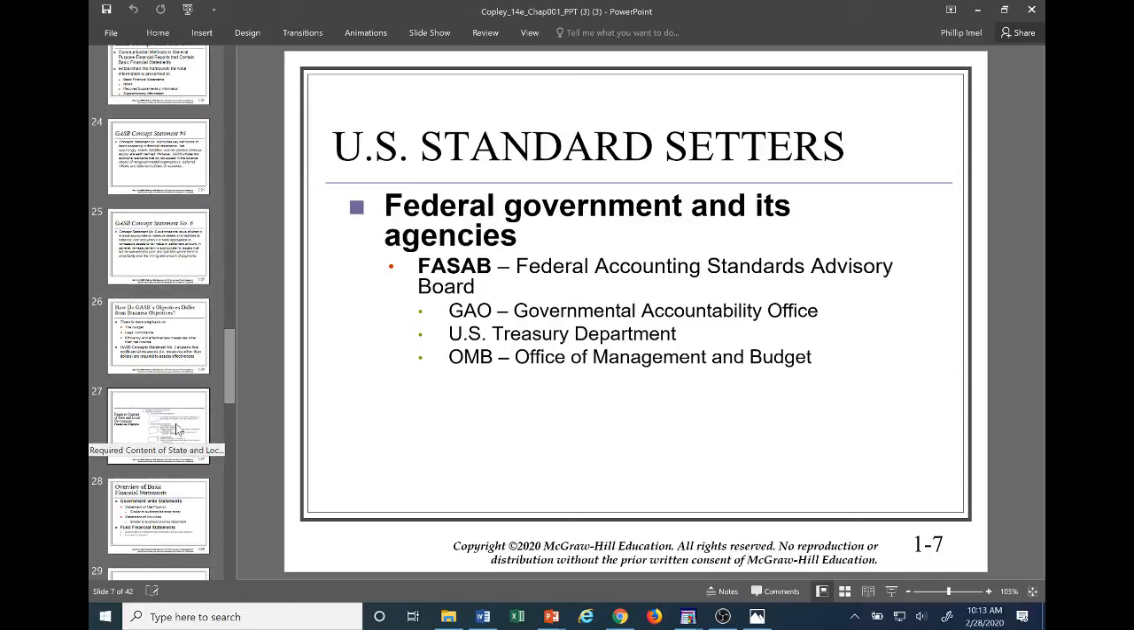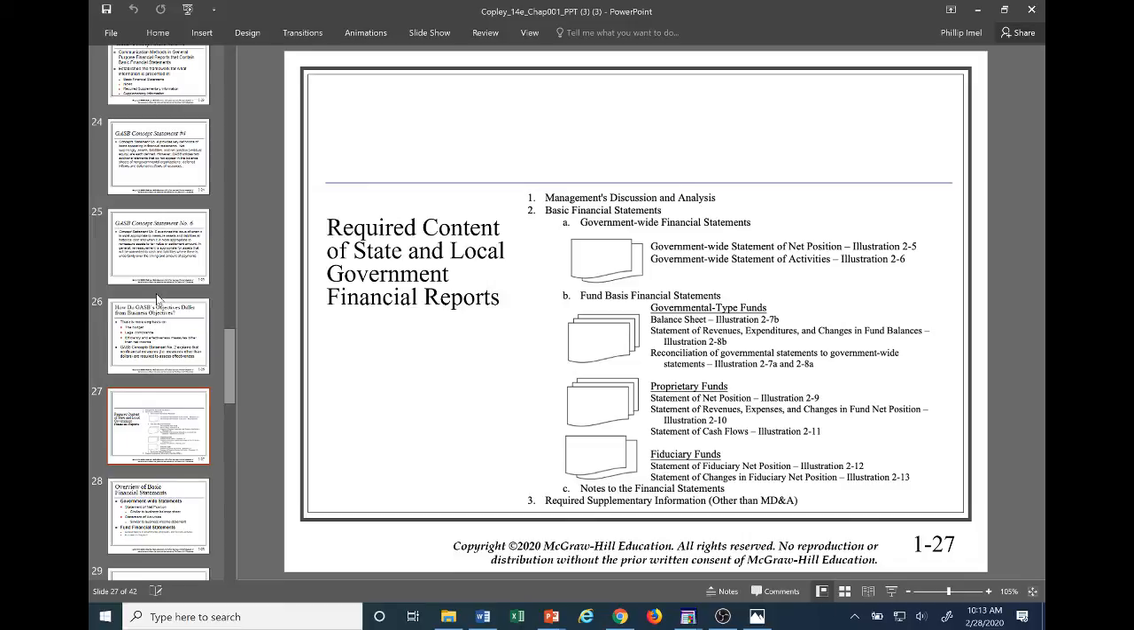Let's look here. Let's look at the little review. This is the required content of a state and local government financial report, right? First, we have management discussion and analysis. Next, the basic financial statements, the government-wide financial statements, which are the statement of activities and the statement of net position. That's it, right? It operates on an accrual basis of accounting. Then we have the fund basis financial statements. Starting with governmental type funds, we have the balance sheet, the statement of revenues, expenditures, and changes in fund balance. And then we have the reconciliation from the governmental statements to the government-wide.